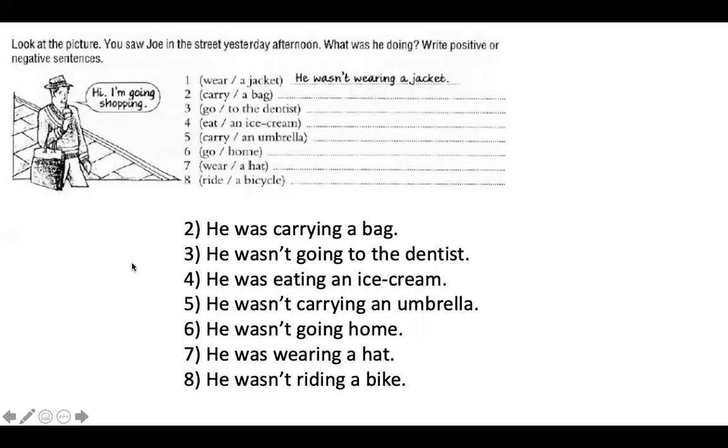Then we have this one, which is, look at the picture. You saw Joey in the street yesterday afternoon. What was he doing? Write positive or negative sentences. Number one is the example. He wasn't wearing a jacket. And then we continue with the rest. Number two, he was carrying a bag. Number three, he wasn't going to the dentist. Number 4, he was eating an ice cream. Number 5, he wasn't carrying an umbrella. Number 6, he wasn't going home. Number 7, he was wearing a hat. Number 8, he wasn't riding a bike.